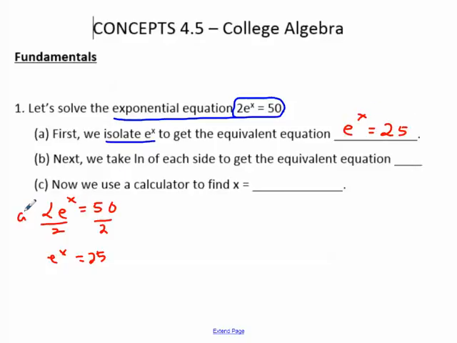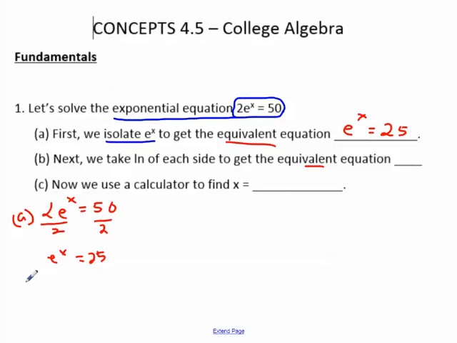Get the equivalent equation, e to the x power equals 25, just simply by dividing by 2. First step, step A, divide by 2. Isolate the exponential on one side. Then we can take the natural log or the log of each side to get an equivalent equation. We're always going to go through equivalent equations. Next step is, step B, take, in this case, the natural log. This is an e here.